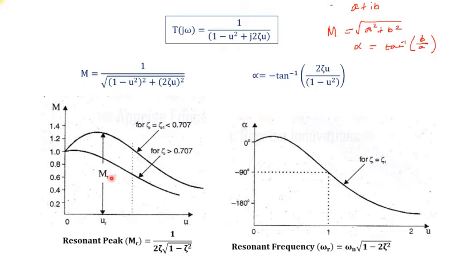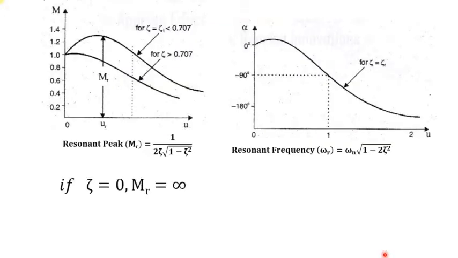So this is the resonant frequency formula: the resonant frequency is equal to omega n into root of 1 minus 2 eta square. With the help of this formula and this graph, we can decide. Just assume that eta is 0, then MR will be maximum. Substitute eta equal to 0 here. 1 by 0 is infinity, am I right? So if you set your damping ratio eta as 0, there will be an infinite resonant peak.